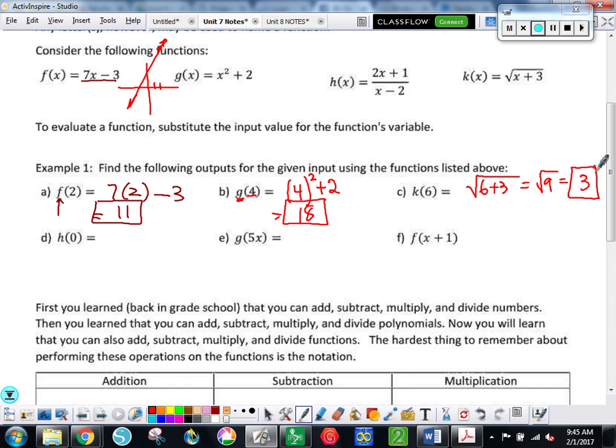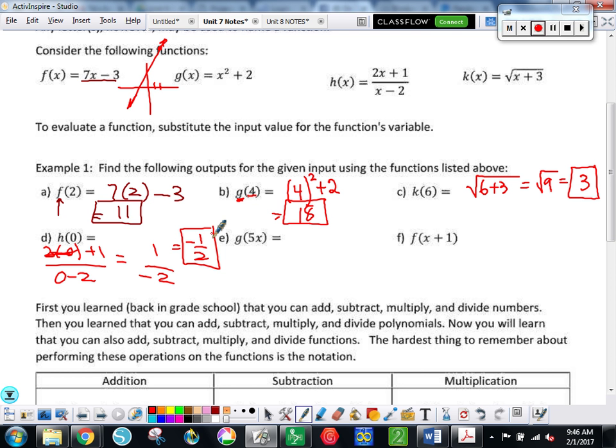Alright, so everywhere there's an x, we plug in a 0. So 2 times 0 plus 1 over 0 minus 2, that's 0 minus 2, that's negative 2. Are you okay with that? It's a really ugly one, huh? Feel better about that.